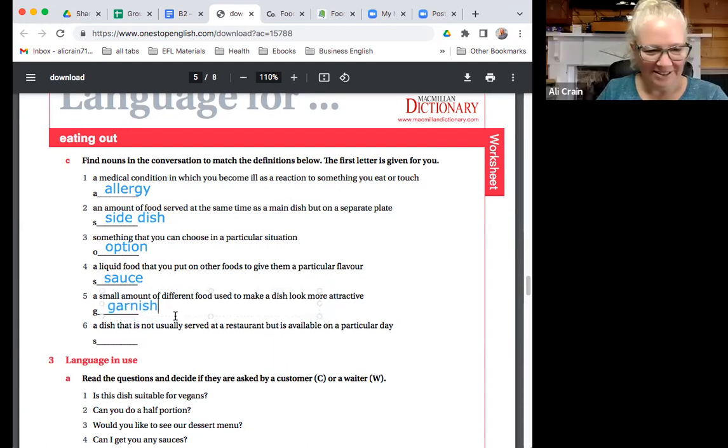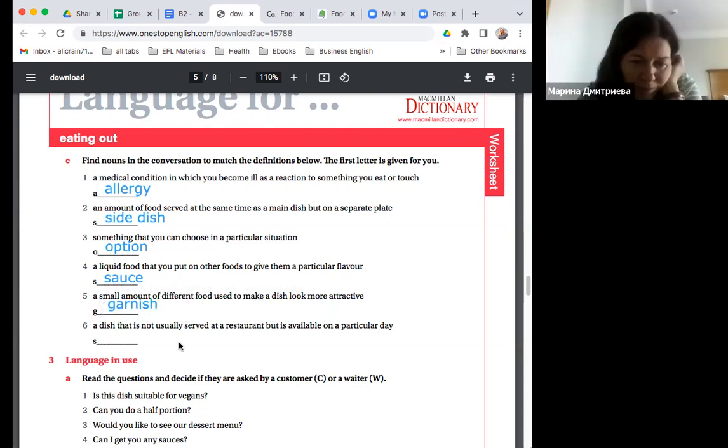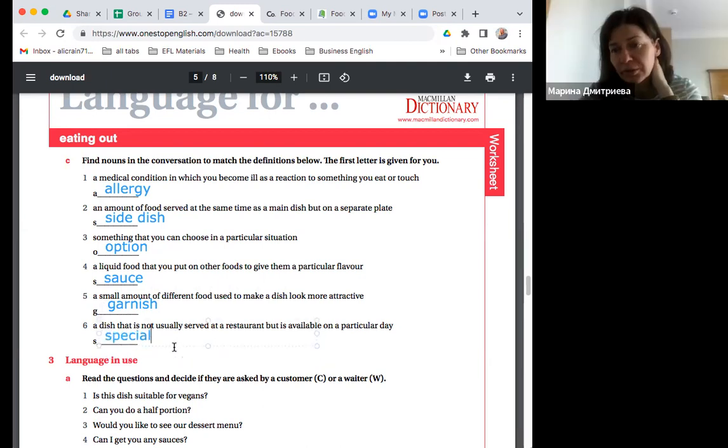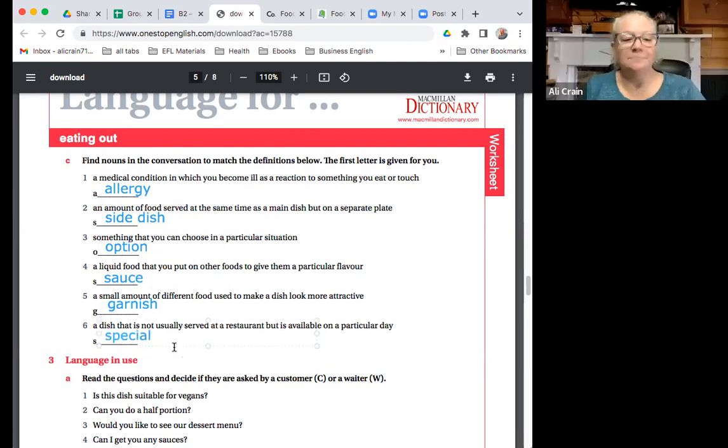Yeah. All right, and Marina, number 6. A dish that is not usually served at restaurant but is available on a particular day. Special. Yes. So when you go into a restaurant, special or specialty, you can go in.